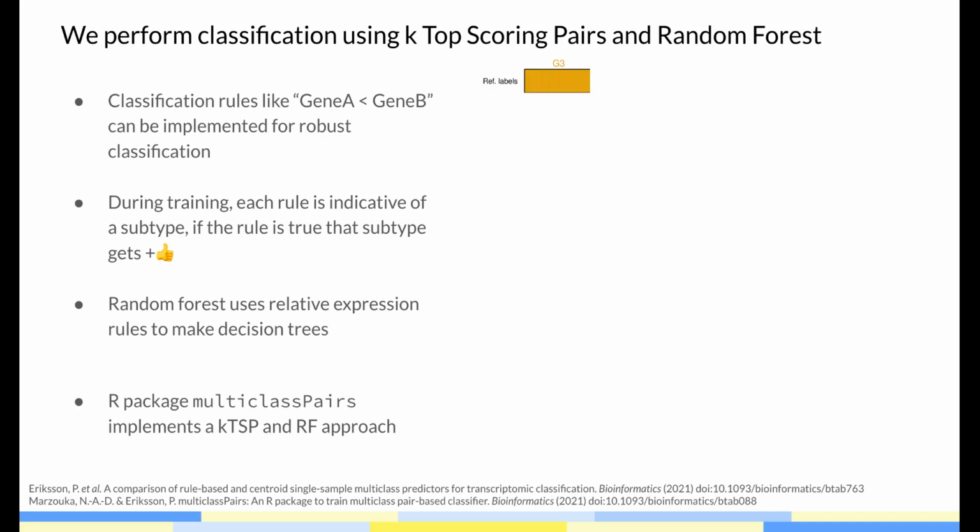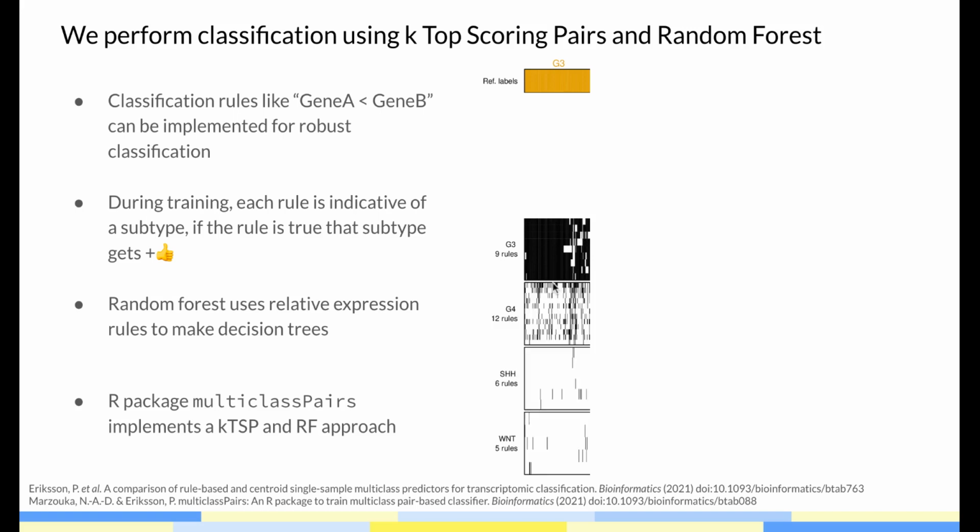Let's start by looking at subtype G3 or group 3. If the rule is true, that subtype gets an upvote. So here you'll see for group 3, you have a saturated square that almost looks fully black. Each black tick in this square represents an upvote for that particular rule. If we look at the remaining subtypes, you'll see that there's less upticks that's associated with these subtypes in this particular column that's referencing group 3, as expected.